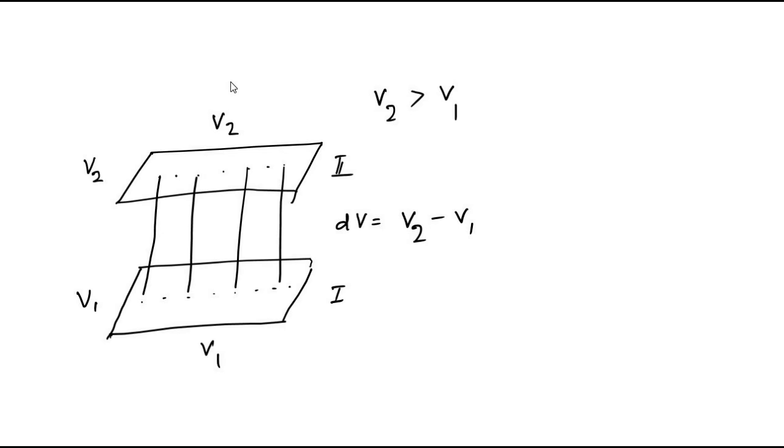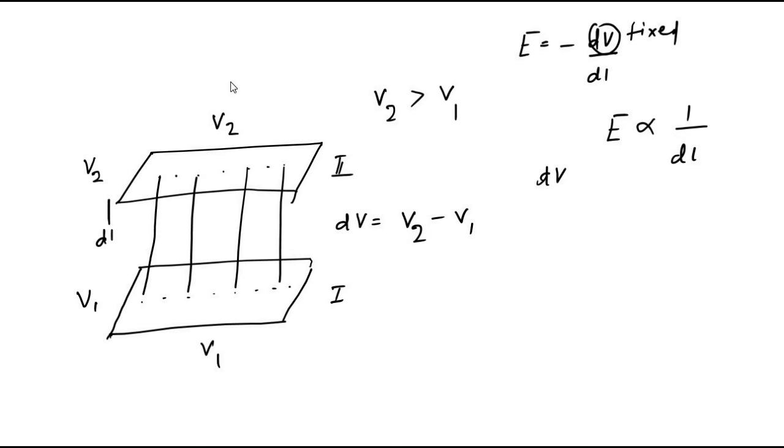So for a constant dV, since electric field is minus dV by dl, if dV is kept fixed, then the electric field is inversely proportional to the displacement, or the spacing gap between these two equipotential surfaces.